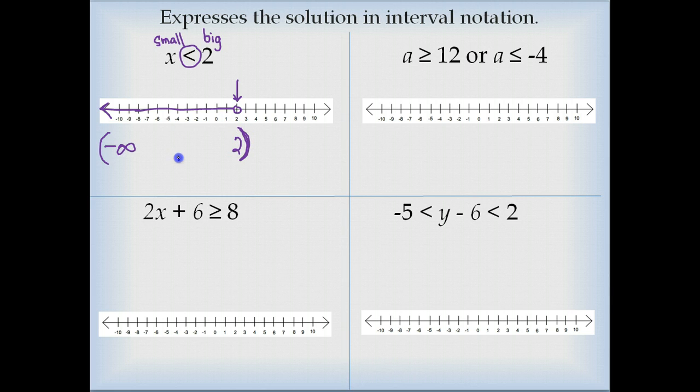And then all you do is put a comma in between. If you're actually going to write this, you wouldn't leave so much space. You would just put it close together like that. And that would be that first answer in interval notation.